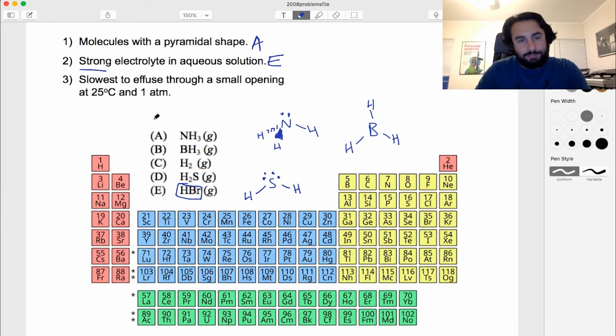So number 3, slowest to effuse through a small opening at room temperature and atmospheric pressure.